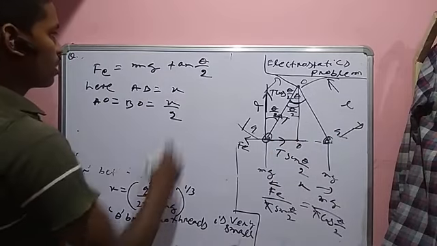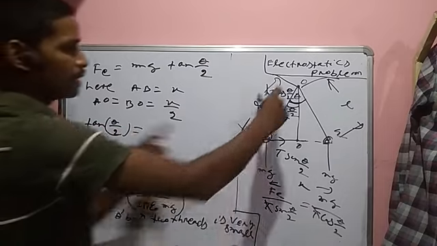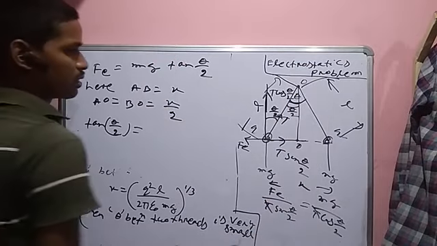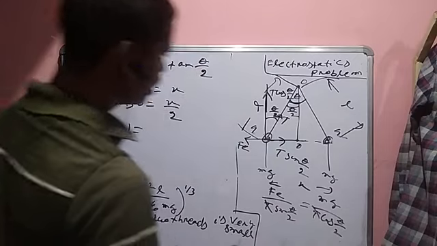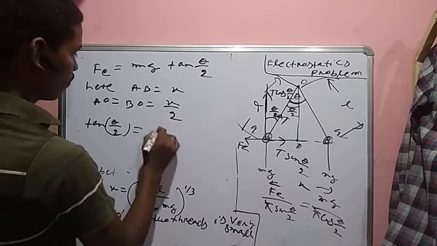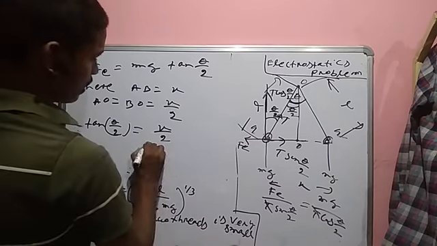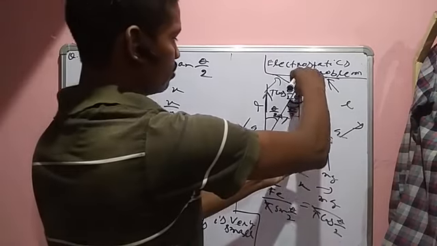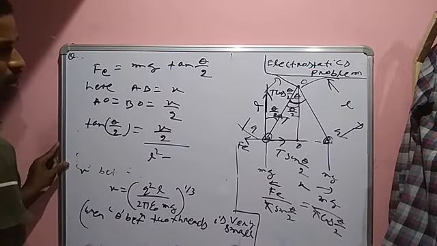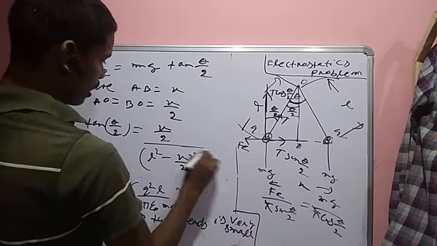Yes or no? So tan theta by 2 is what? Tan theta by 2 is this by this. This is x by 2 divided by, this is what, square root of L square minus (x by 2) square. Listen.